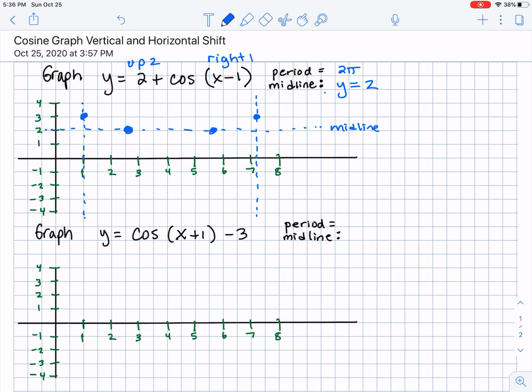Our minimum for our parent function is typically at pi, negative 1. So if I add 1, that's going to be 4.14. And if it's normally at negative 1 and I go up 2, here is my new function with those transformations.